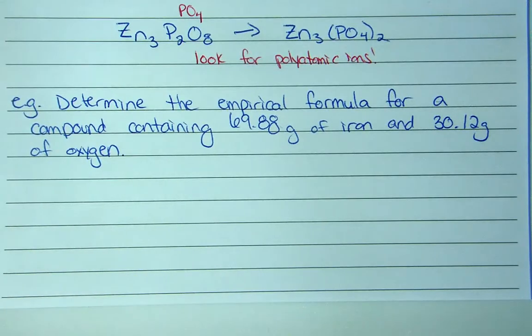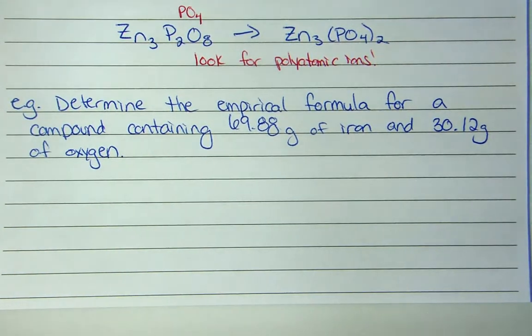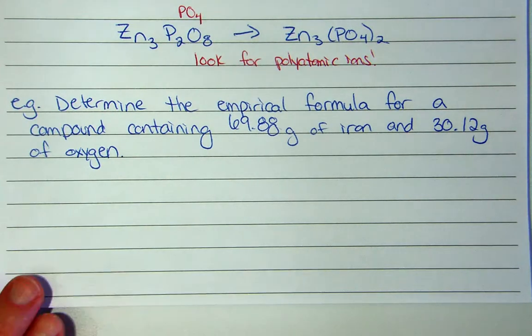Press pause, write this out, and find the solution. Determine the empirical formula for a compound containing 69.88 grams of iron and 30.12 grams of oxygen.